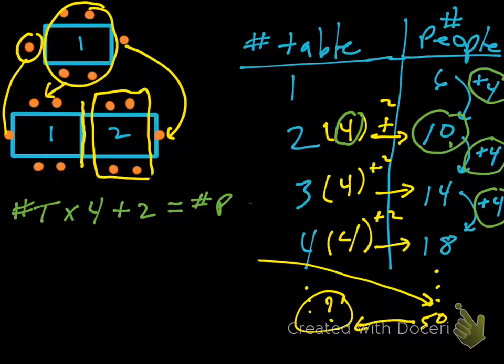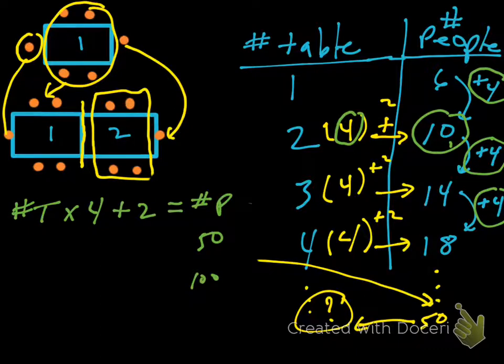A person will come in and say, I've got a party that's going to have, let's say, 50 people or 100 people. And now, as the business owner, I need to figure out how many tables I'm going to need. So let's see if we can figure out this equation.